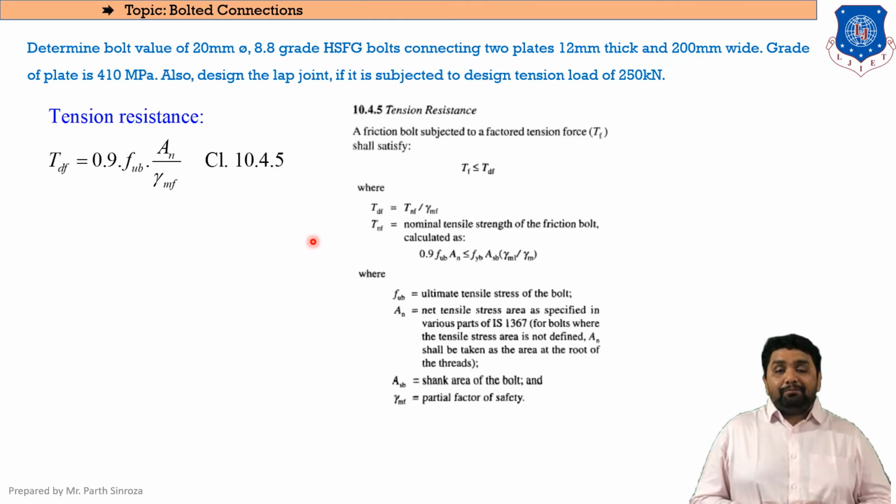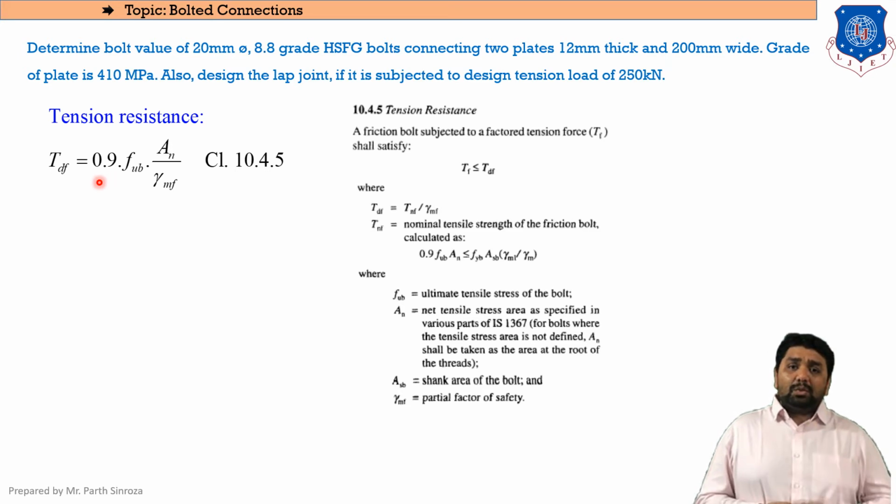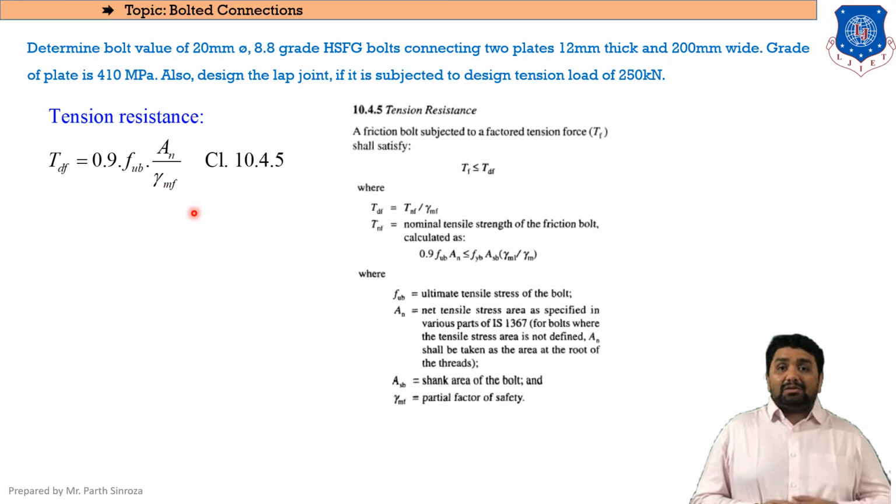Moving on to the third equation. The third thing we need to find is the tension resistance or tension capacity. Clear? So again, briefing it out, the first was slip resistance, the second was our bearing capacity or the bearing resistance, and the third will be tension resistance. Out of these three, the simplest is tension resistance.